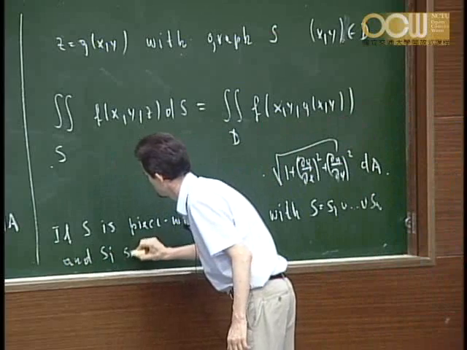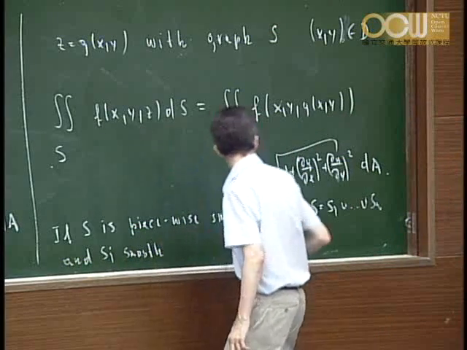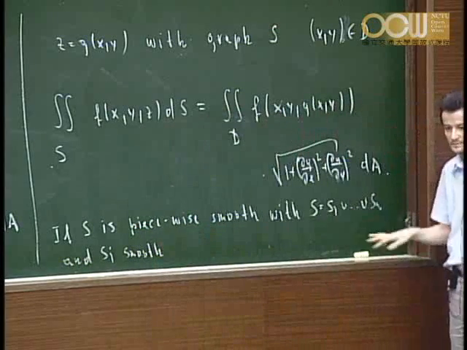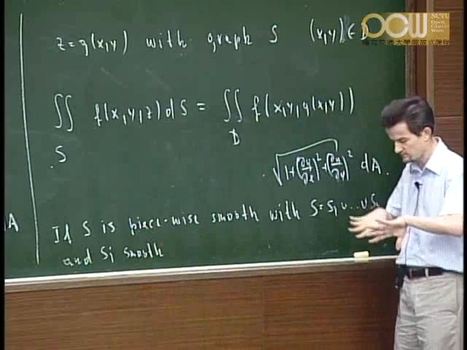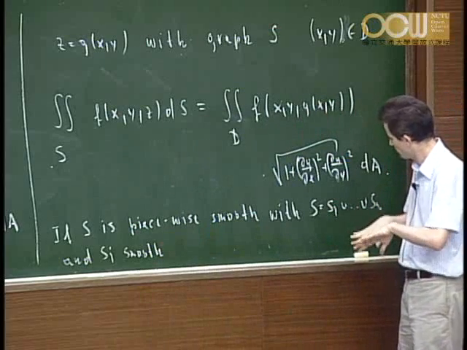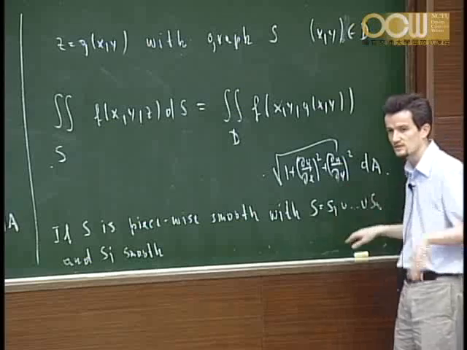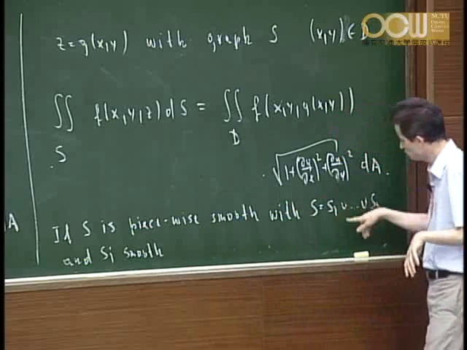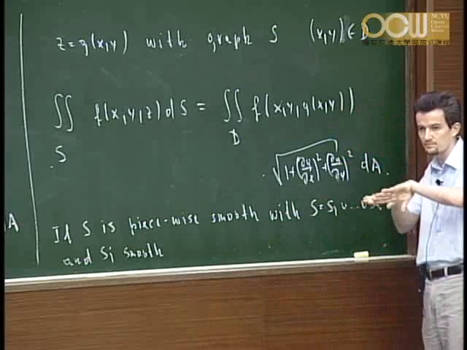And S is smooth. And actually those surfaces, they just meet each other. The intersection is almost empty. They just meet each other at the boundary. So maybe the intersection of two of them just includes points on the boundary of those two.